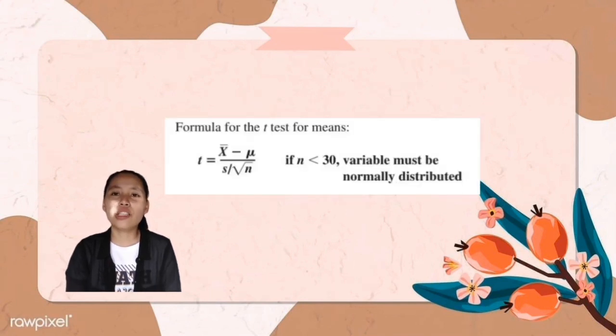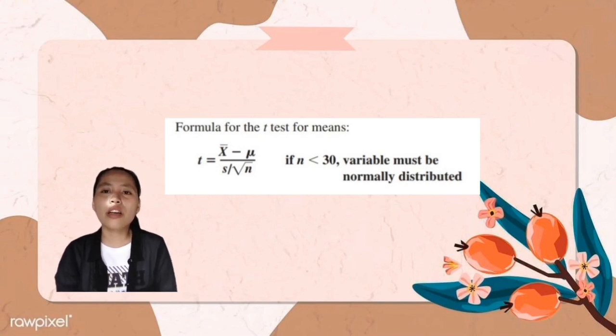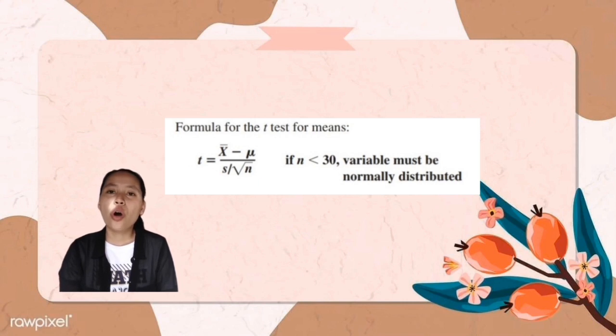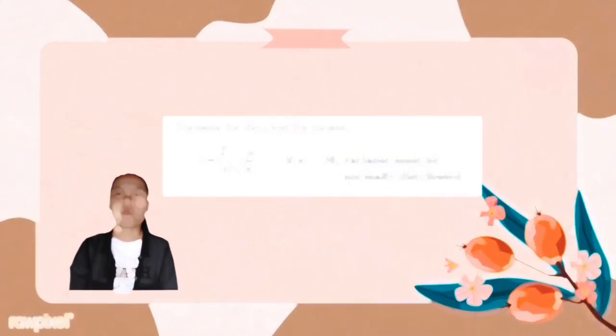Formula for the t-test for means: t equals sample mean minus population mean, divided by the sample standard deviation over the square root of the sample size, if n is less than 30. Variable must be normally distributed.